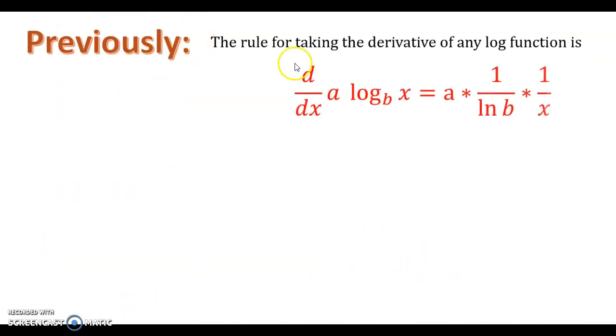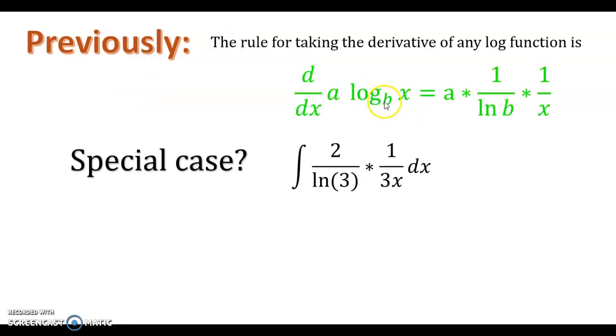So previously, we were looking at this stuff with log base b and a, and we got this complicated looking thing. So is this sort of, do we have to come back to the log base b?